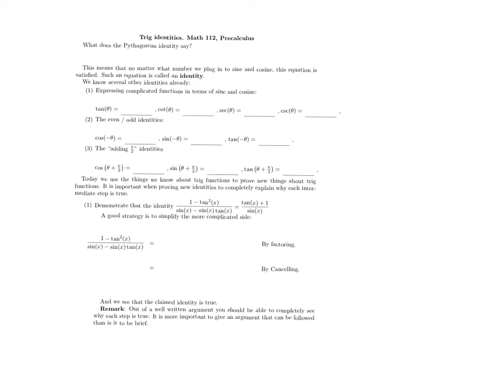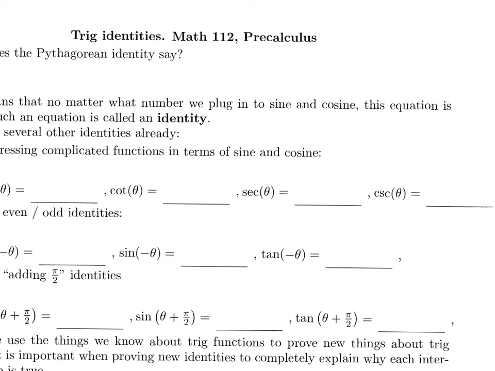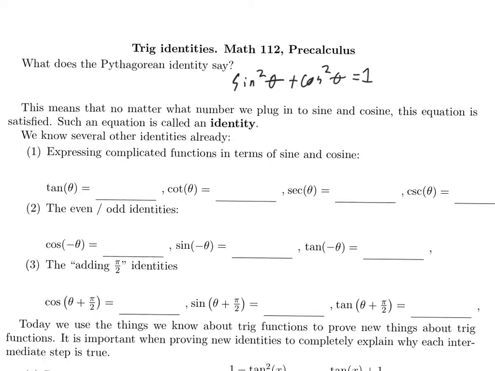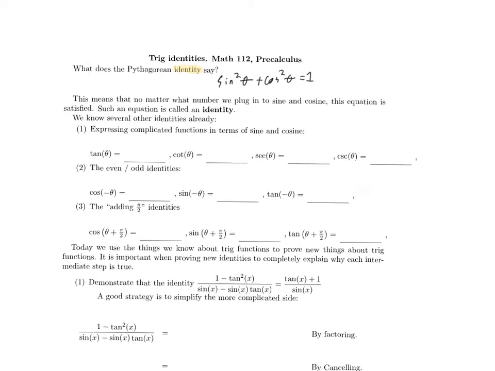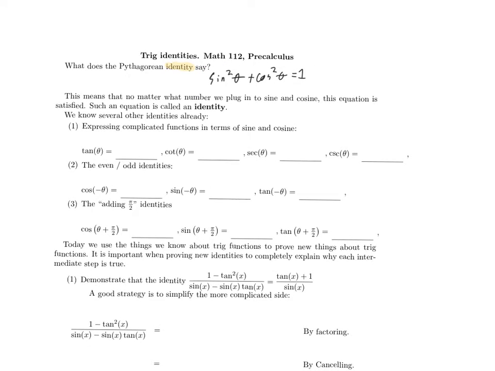And let's start with a discussion of a trig identity that you already know, the Pythagorean identity. The Pythagorean identity says that sine squared of theta plus cosine squared of theta is equal to 1. And what does it mean to say that the Pythagorean identity is an identity? It means that no matter what number we plug into sine and cosine, that equation will be satisfied. An equation that's true regardless of what input you feed it is called an identity. An identity is an equation which is always true.